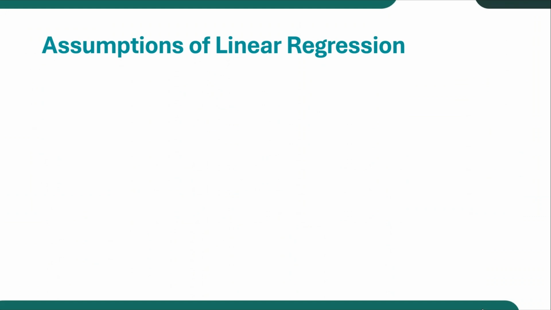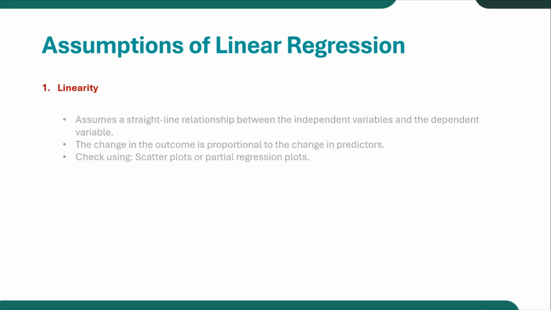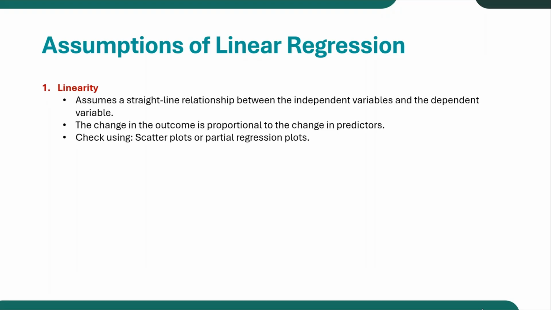In linear regression, certain assumptions must be met to ensure valid and reliable results. These include conditions about the relationship, residuals, variance, and predictor independence, especially in multiple regression. 1. Linearity. First, we assume a linear relationship between the independent and dependent variables. This means changes in the predictor should lead to proportional changes in the outcome.